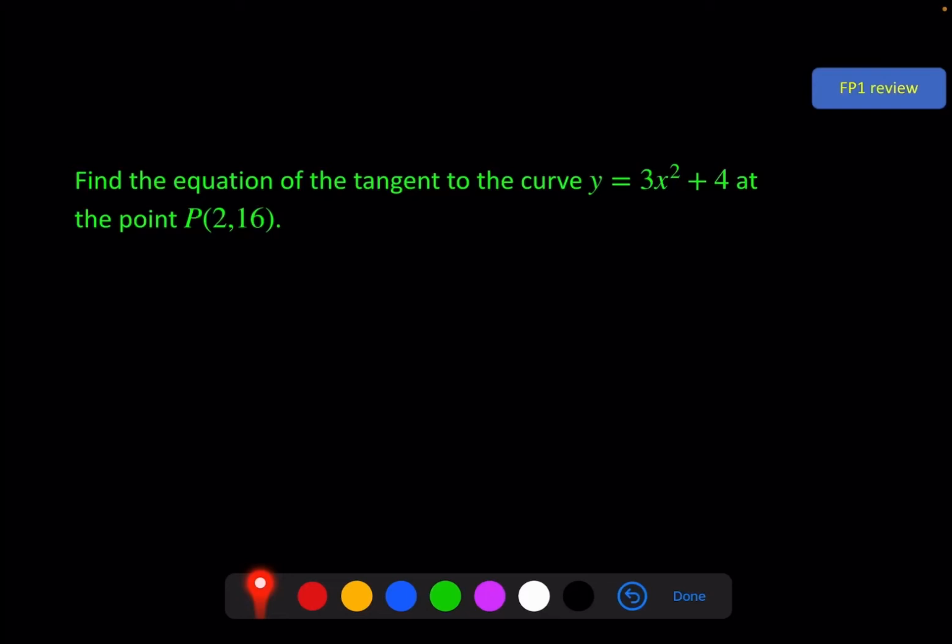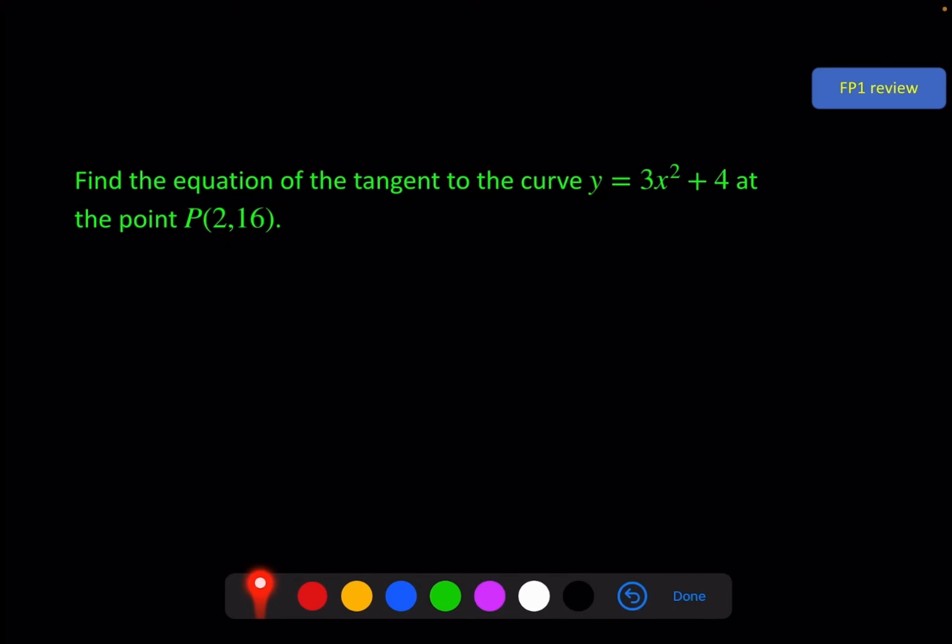Hello and welcome to the third and final video of the FP1 chapter, Coordinate Systems. On the screen, a quick question to review differentiation because we're going to use this in this video. Pause the video now if you've got time, give this a go, and I'll do it on the screen here. Find the equation of the tangent to the curve this at the point P 2, 16.